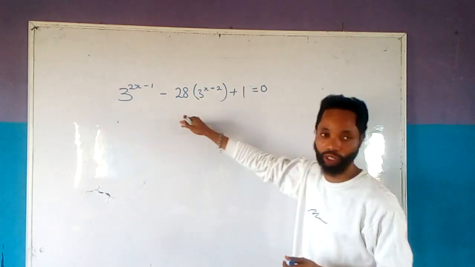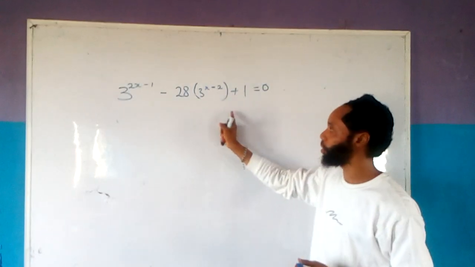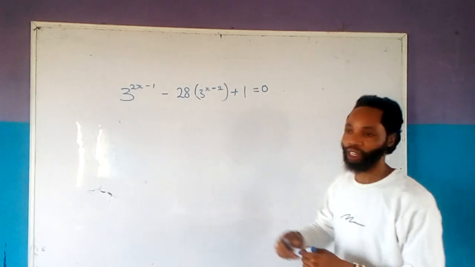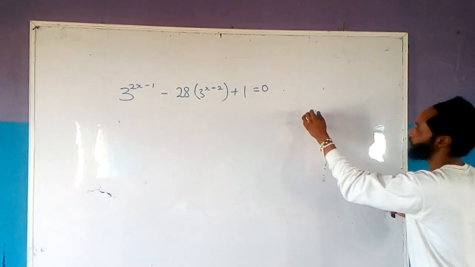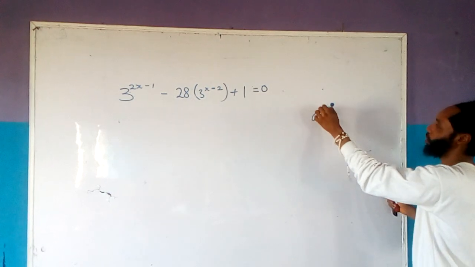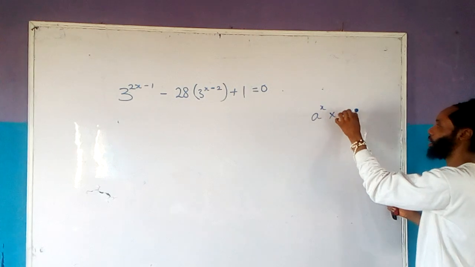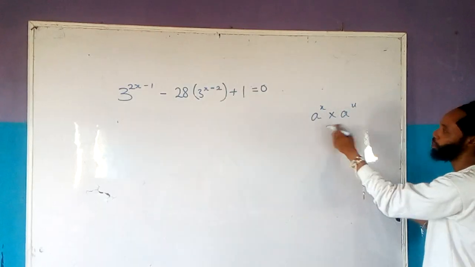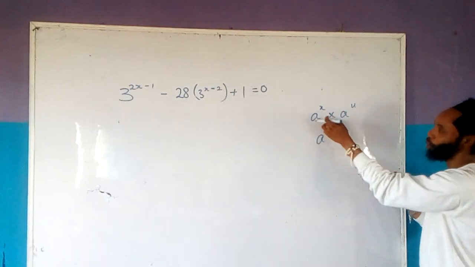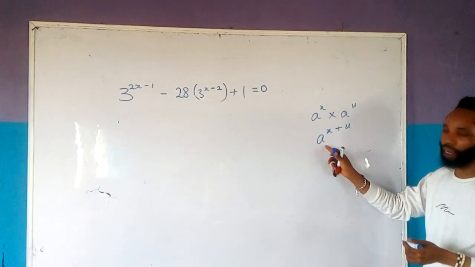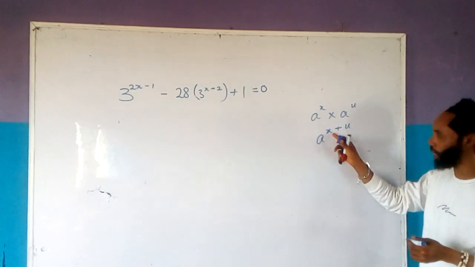Okay, we have a question here, and I'd like us to look at it. Whenever we see a question like this, it takes us back to our understanding of indices, where we say a raised to power x times a raised to power u. Because the base is the same and we have multiplication, we add our powers. So a raised to power x times a raised to power u is a raised to power x plus u.